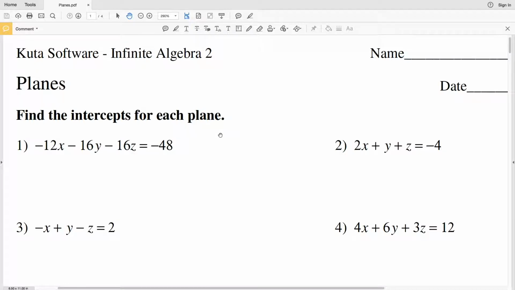In this video, we're going to start the Kuta Software Infinite Algebra 2 free worksheet, Planes. For numbers 1 through 4, we're to find the intercepts for each plane.